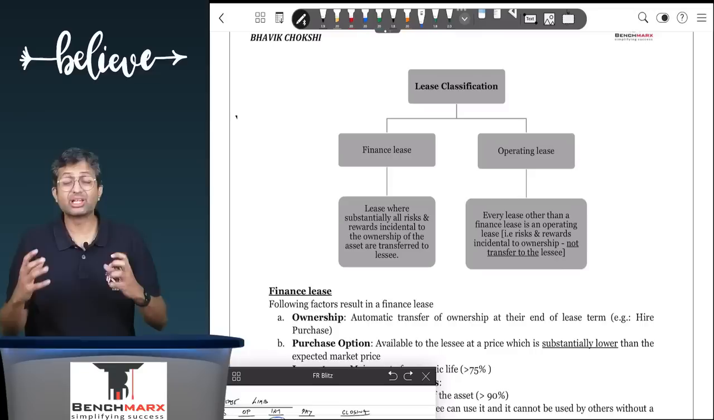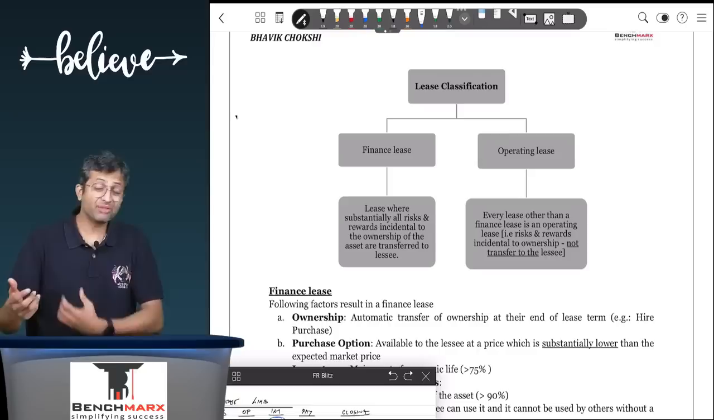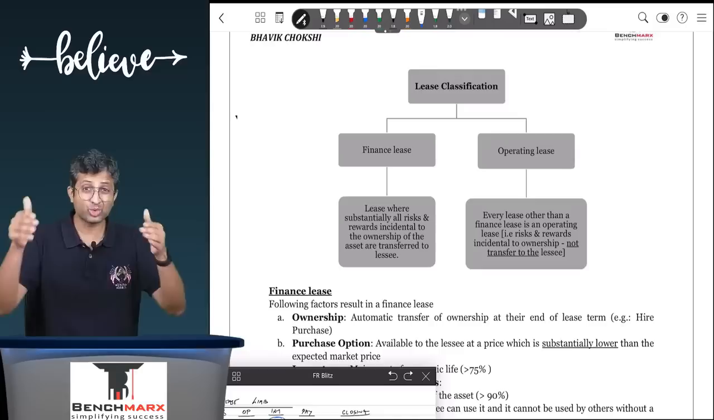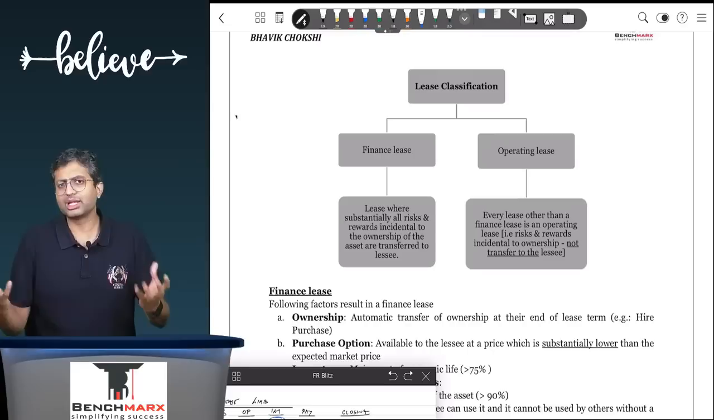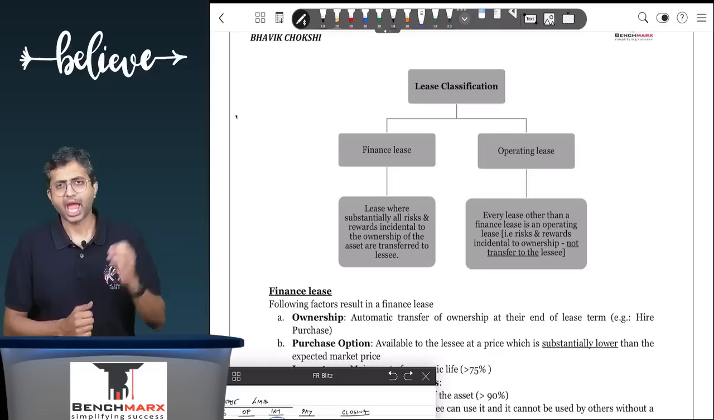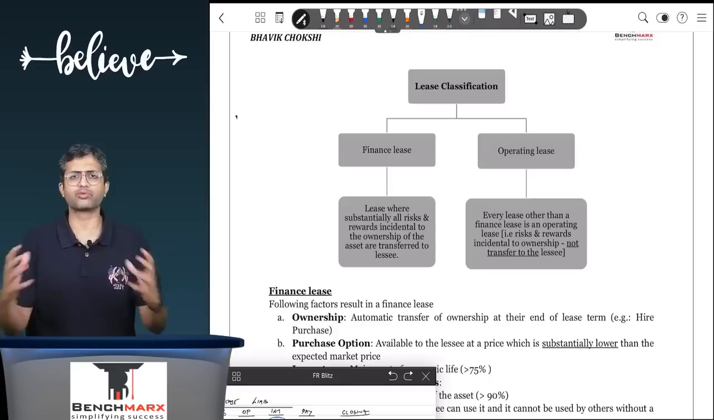Substantially covers is a much heavier term, and hence 90% is kept as a threshold. So if the present value of the lease payments covers more than 90% of the fair value, why would someone pay more than 90%, that too in today's terms? Well, it is very likely that someone would be ready to pay as big an amount only if they are getting almost all the benefits of the asset. And lastly, the asset is so specialized in nature that it cannot be used by any other entity apart from the lessee, except for making major modifications.